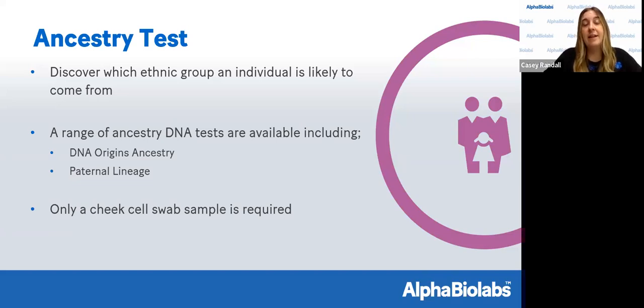This type of test is carried out using NGS, next generation sequencing. So it's very detailed, and you'll get a report that details where the individual is likely to have come from. It typically will put you into broad groups: European, South Asian, East Asian, things like that.